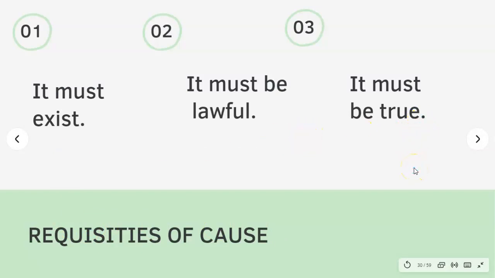And I know parang, if ikaw yung estudyante, feel mo, sana ito lumabas sa quiz. Kasi ang dali-dali lang i-memorize. It must exist, it must be lawful, and it must be true.